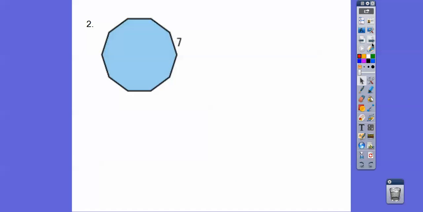All right, so this one here is a decagon. There's 10 sides, so the perimeter is easy. It's going to be 70, 10 times 7 right there. We need to get that apothem, so let's go ahead and draw that triangle right there. And since there's 10 sides, this angle is 36.